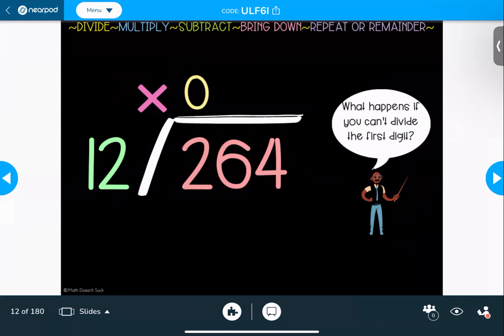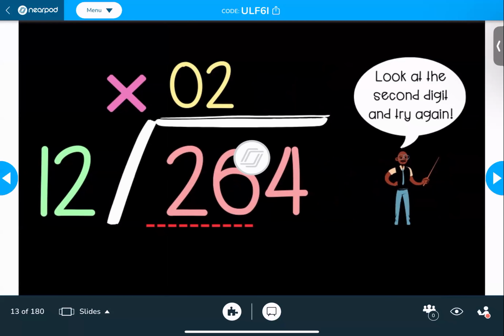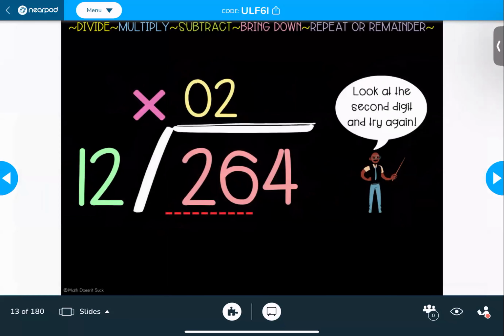So I'm going to slide over and now I'm going to include the 6. And I'm looking at how many groups of 12 can I take from 26. I want to see how many groups I can take without going over. For this one, the closest that I can get is 2.